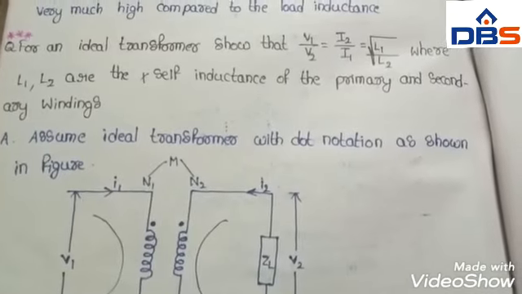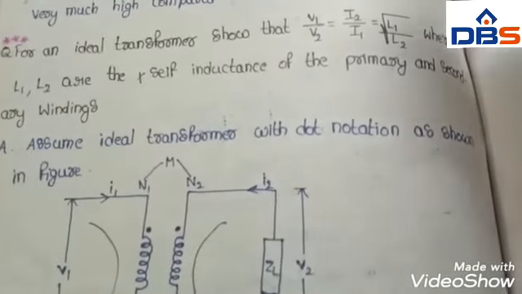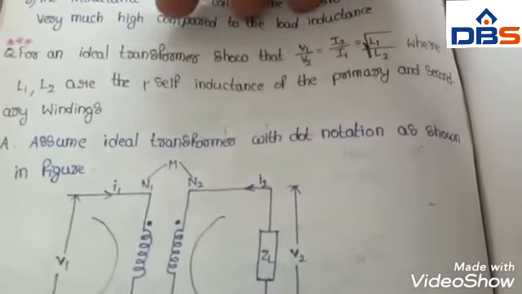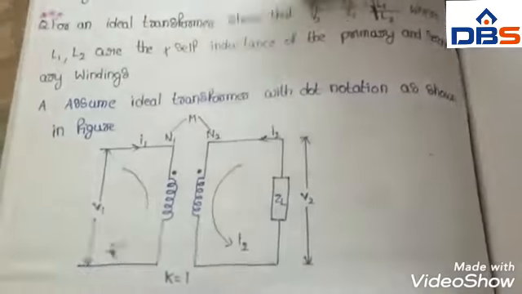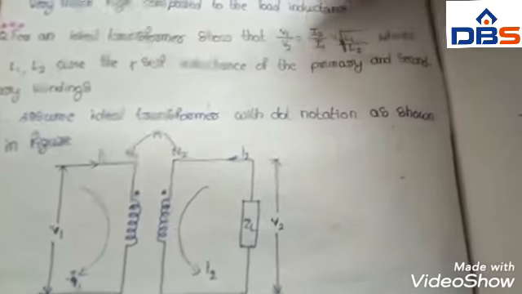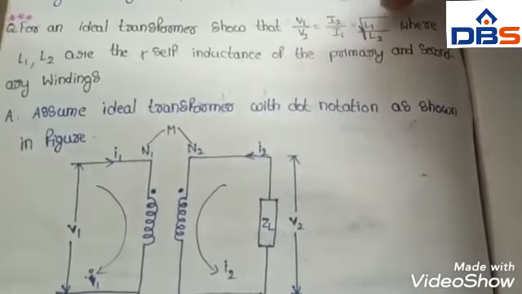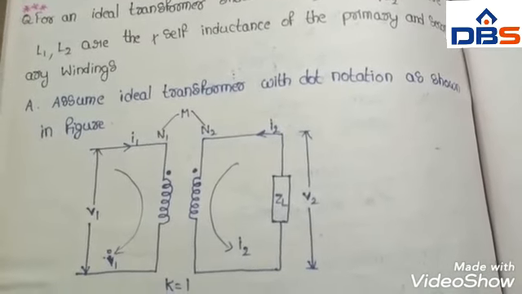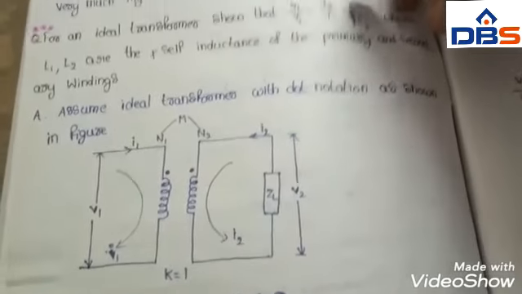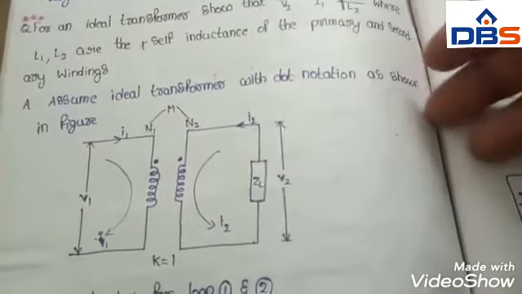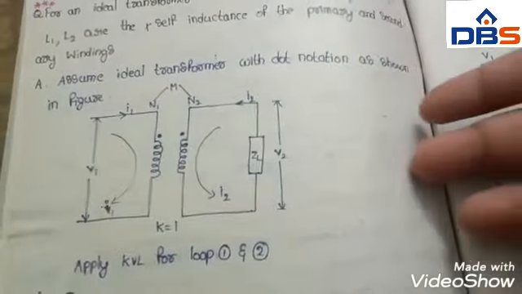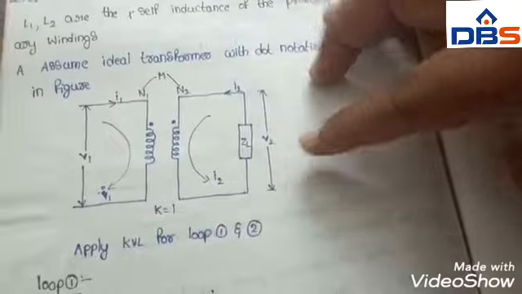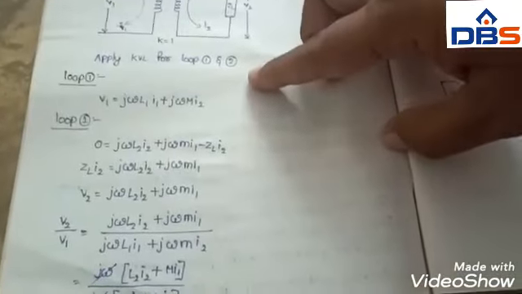From the exam point of view and also for competitive exams, sometimes they ask you to derive an equation for the ideal transformer: V1 by V2 equal to I2 by I1 is equal to root L1 by L2, where L1 and L2 are the self inductances of the primary and secondary windings. Suppose this question is asked, that's why I am telling about the ideal transformer. Take an ideal transformer with coil 1 and coil 2 with load impedance ZL, and apply KVL for loop 1 and loop 2 separately.